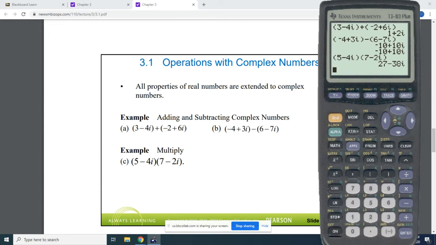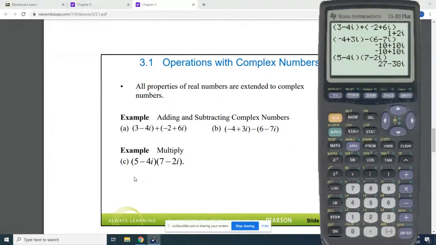The process will be the same if we were doing these by hand. If we were doing B by hand, we would subtract our real numbers. Negative 4 minus 6 is negative 10. 3i minus negative 7i, which is actually a positive, is 10i.